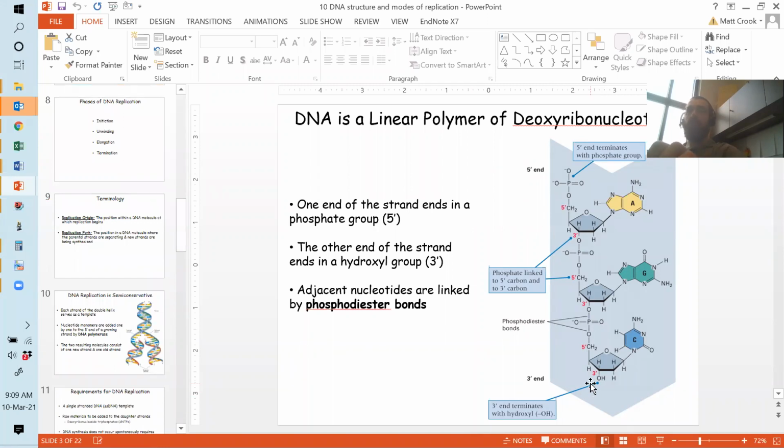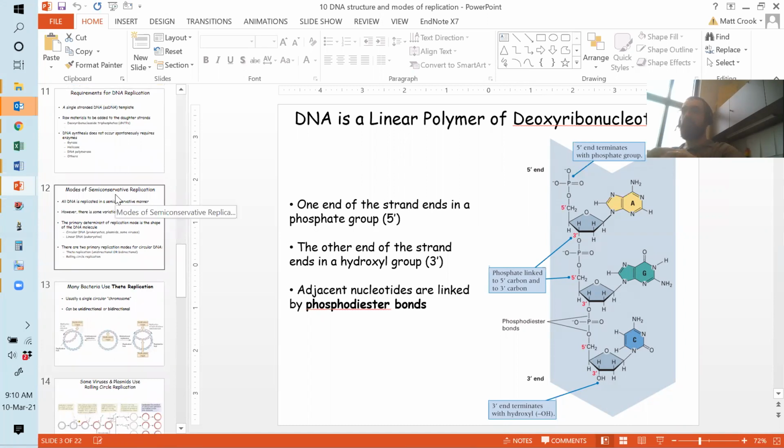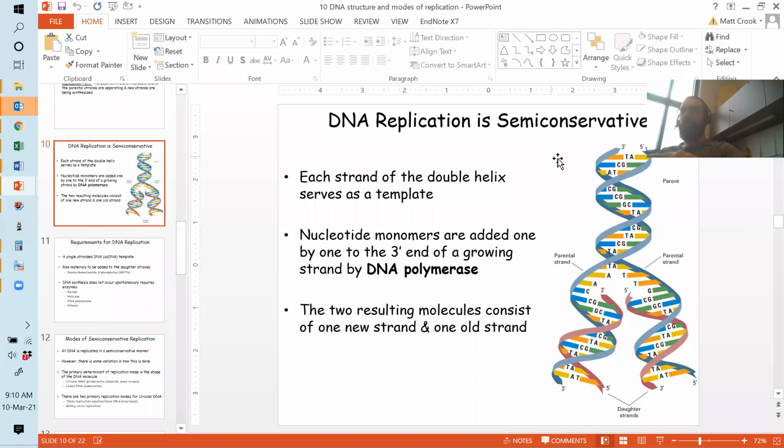And it can only add them to a 3' end because that's where the OH is, the hydroxyl group that is needed to add a new nucleotide. You can't add a new one, kind of butt weld it in a sense, to the 5' end. It has to go onto the 3' end. I can't stress that enough. That's why I keep talking about it. And that also causes a problem, which we'll get to later.